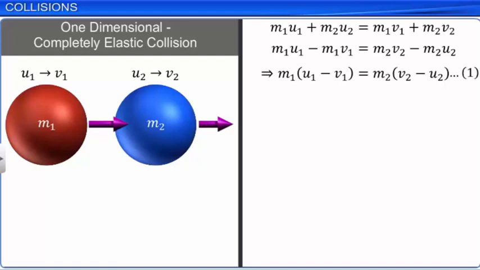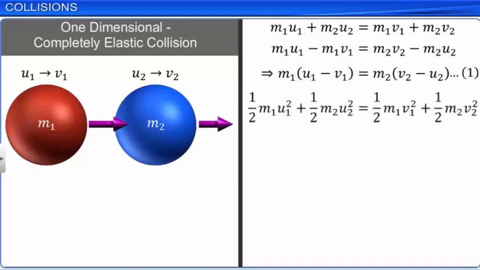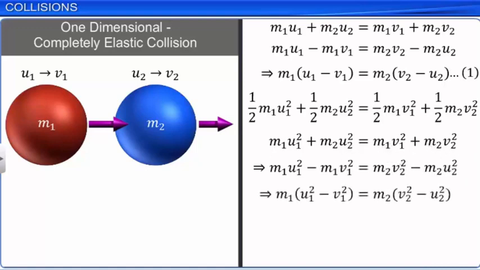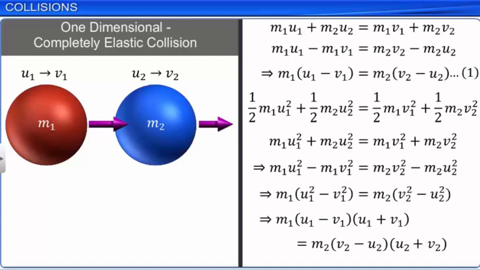Since the total kinetic energy is also conserved in an elastic collision, we have half m1u1 square plus half m2u2 square is equal to half m1v1 square plus half m2v2 square, or m1u1 square plus m2u2 square is equal to m1v1 square plus m2v2 square. On rearranging the terms and simplifying, we get m1 into (u1 square minus v1 square) is equal to m2 into (v2 square minus u2 square). On further simplifying, we get m1 into (u1 minus v1) into (u1 plus v1) equal to m2 into (v2 minus u2) into (u2 plus v2). Let this be equation 2.